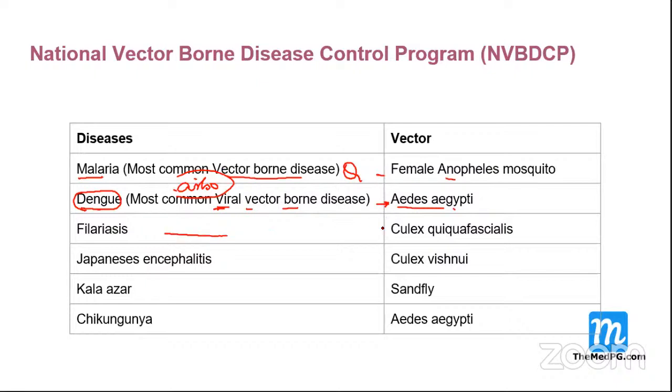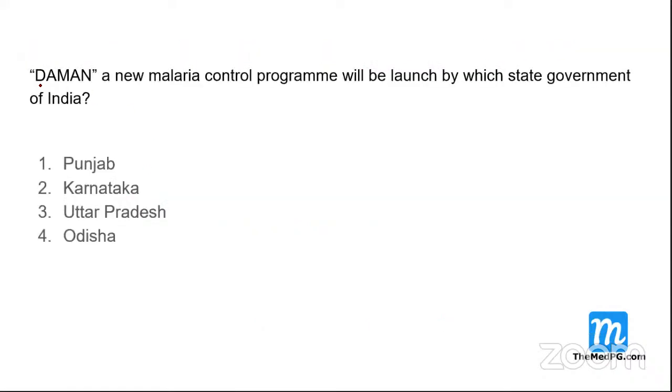And what is the vector for filariasis? Culex mosquito. And for JE, Japanese encephalitis, what is the vector, students? It is Culex species, especially Culex vishnui, pseudovishnui and all. And Kala Azar, sandflies, Phlebotomus. Chikungunya, what is the vector? Aedes aegypti.